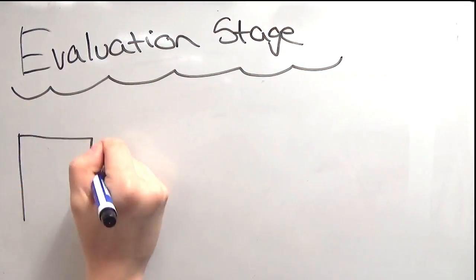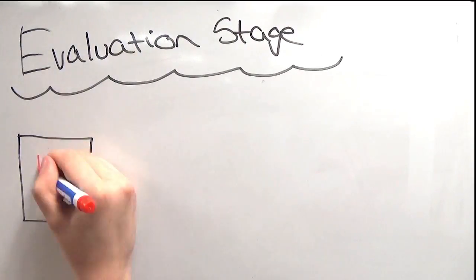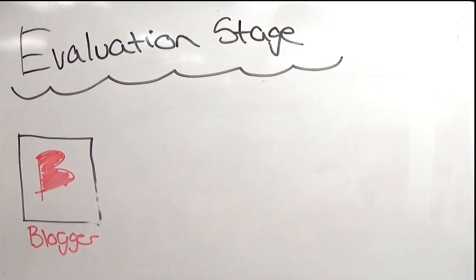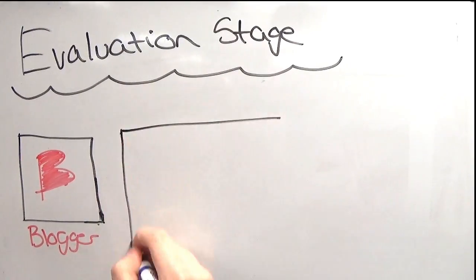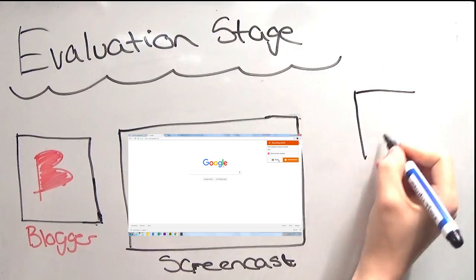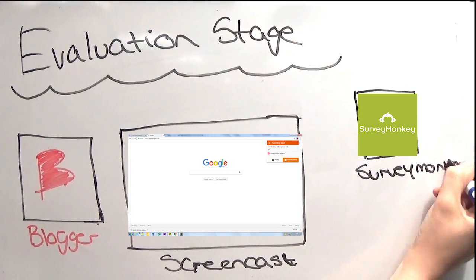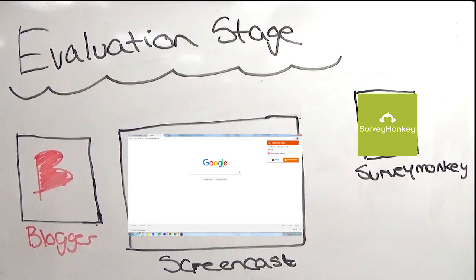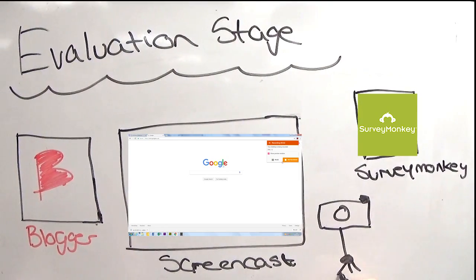Evaluation stage. The key pieces of software and hardware that we used for our evaluation stage were Blogger, Screencast, SurveyMonkey, and my camera and tripod.